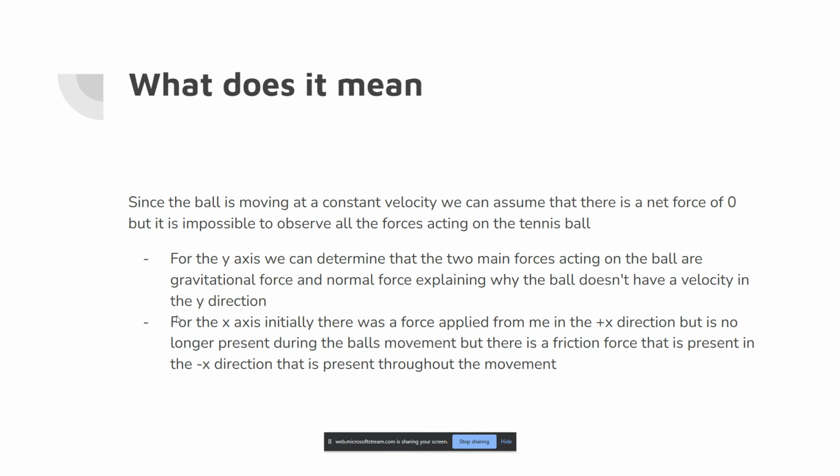So what does this mean? The question was asking, can we determine all the forces acting on the ball? Even though the ball is moving at constant velocity with a net force of 0, we really can't observe and determine all the forces acting on the ball. But the few forces that we can determine are, on the y-axis, the gravitational and normal force acting on it. On the x-axis, there was the initial positive x force I applied to the ball, and the negative x friction force present throughout the movement of the ball.